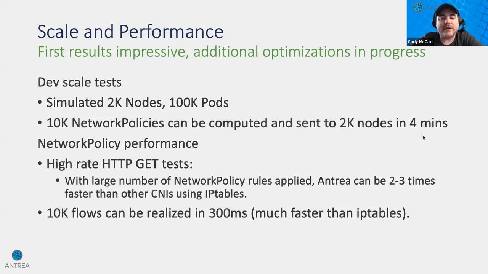Additionally, we can realize 10,000 flows in 300 milliseconds, which means that we can rapidly add flows. This is going to be really important if we think even into the future, maybe with functions as a service, for example, and functions coming and going, and needing to keep our security policies and change them and sync them at a rate that keeps up with things like function as a service. These are some really interesting things to think about of where network policy is going to go.